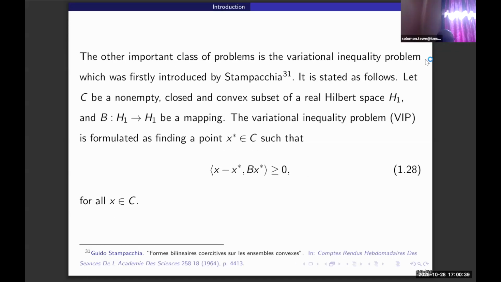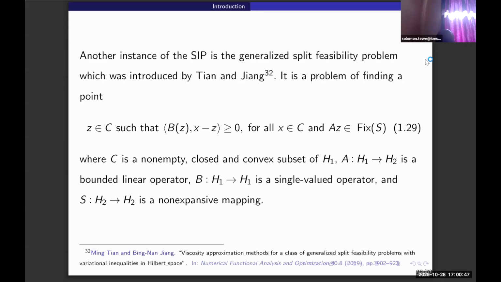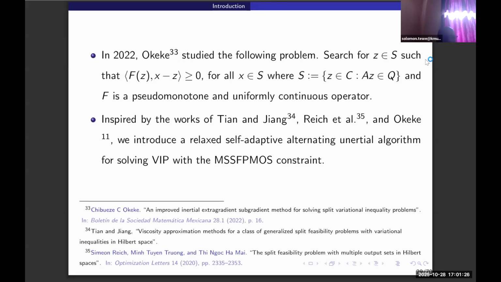This is a simple definition of the variational inclusion problem, which is given by 1.28. And one of the instances of the split inverse problem is the generalized split feasibility problem, given by Tian and Jiang, which is given by equation 1.29. Here we have z belongs to C, such that the inner product of B(z) together with x minus z is greater than or equal to 0 for all x element of C, and Az is an element of the fixed point set of S. So this is one instance of the split inverse problem, and it's called the generalized split feasibility problem. There are many authors who studied this work, for example, the following problem, which is similar to the previous problem.